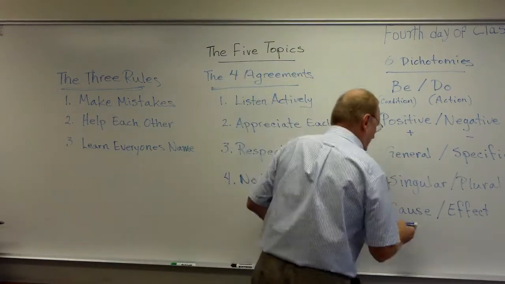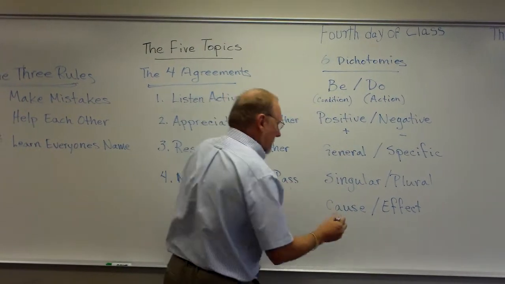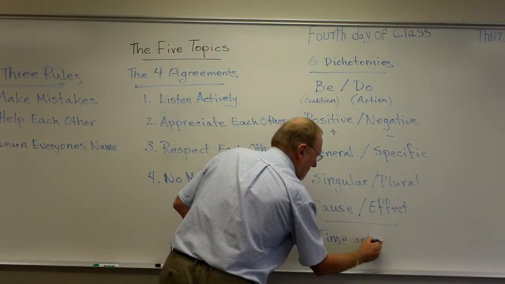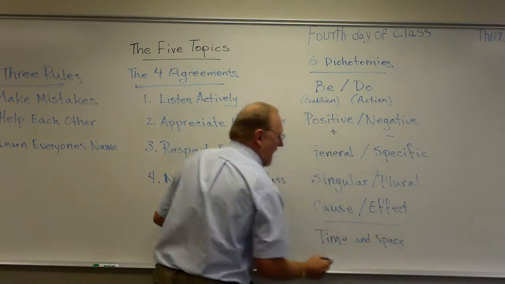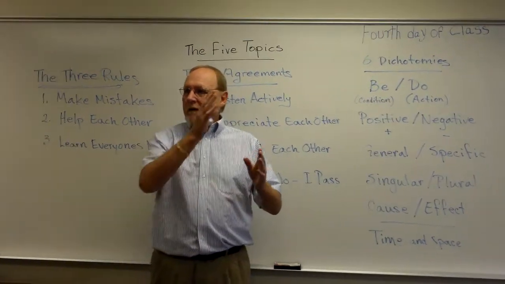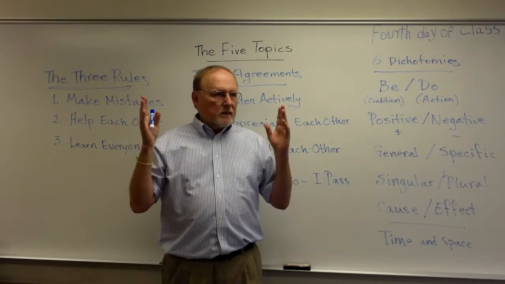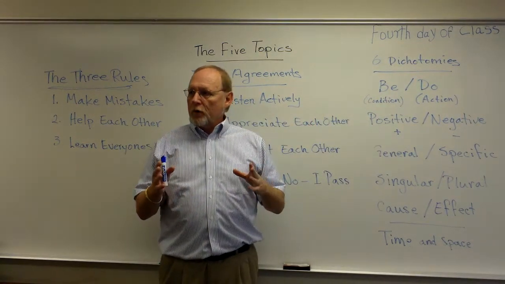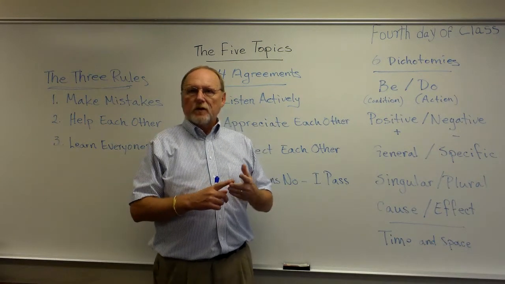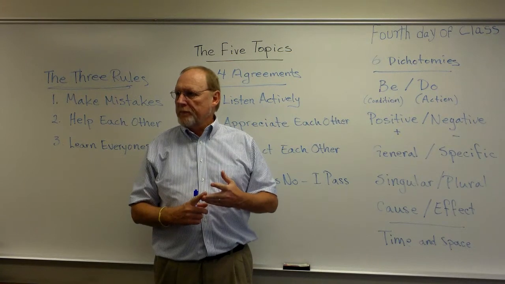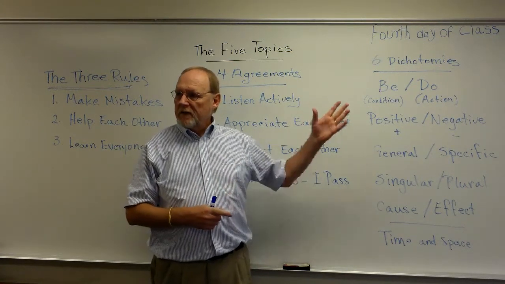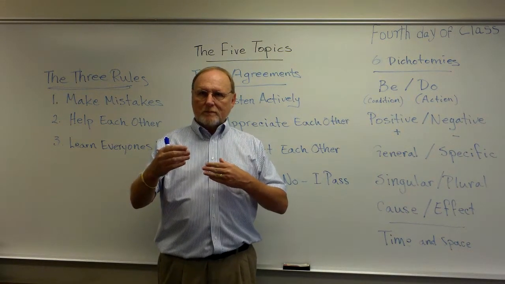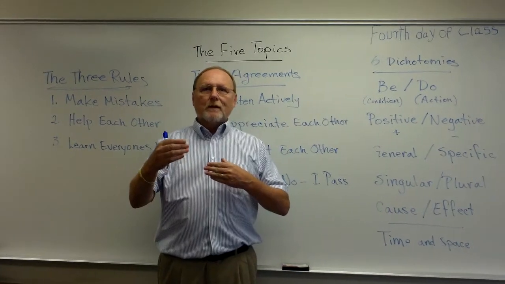I love that one, okay? Now this one is really not a dichotomy because it's different. Time and space. What is time? Past, present, future. If you think about the idea, the condition or the action happens in time. The verb shows the time. So for the listener to understand, the listener must understand the time. That's why in the sentence, in the grammar, we have time. Now time is the same as space.